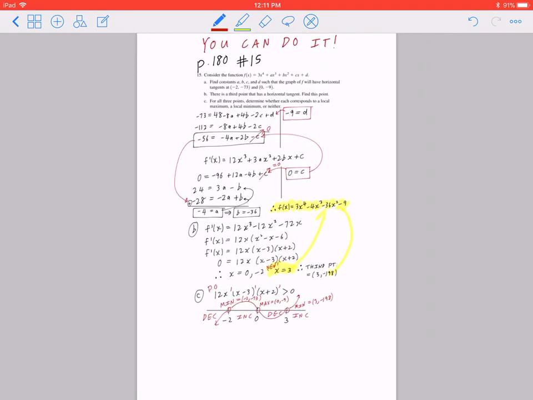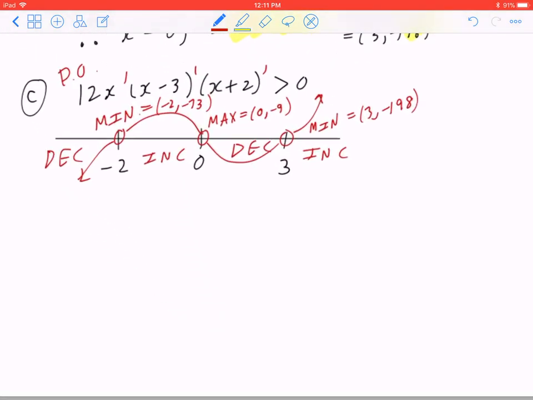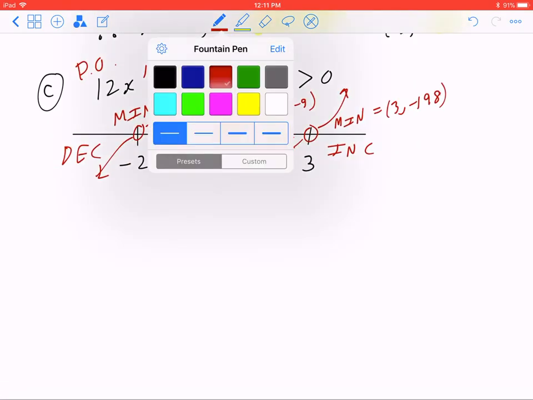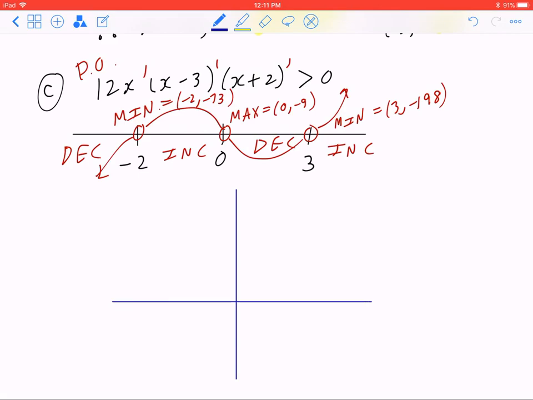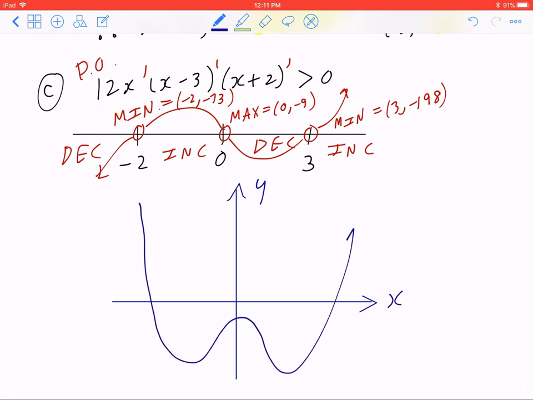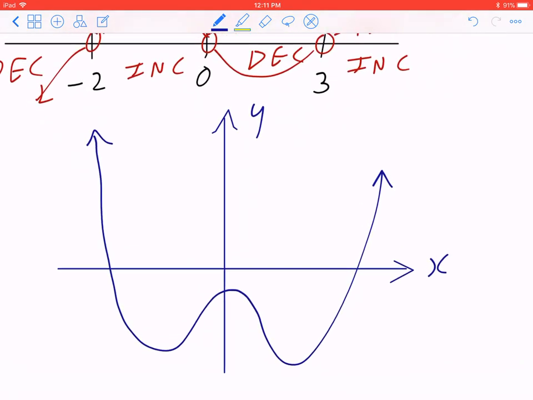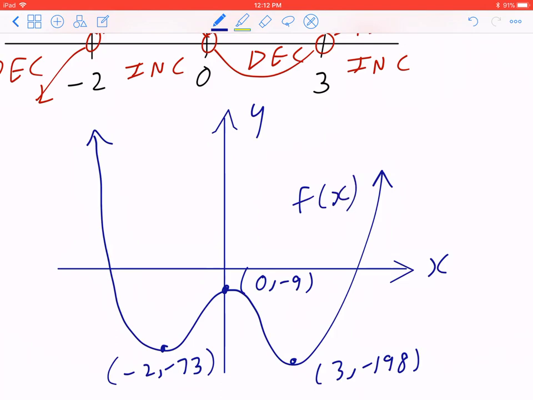So here's a bonus idea I'm going to offer you. And if you graph this, again, you can verify this with Desmos, which I did with the other example. But if you do this kind of manually, very quickly, the function looks roughly something like this, right? It's going to go down, then go back up, and go back up again. And of course, the corresponding critical points is going to be somewhere here. So 3, negative 198. I know it's not drawn to scale. 0, negative 9. And of course, the first point, negative 2, negative 73. And that's going to be the function f of x.